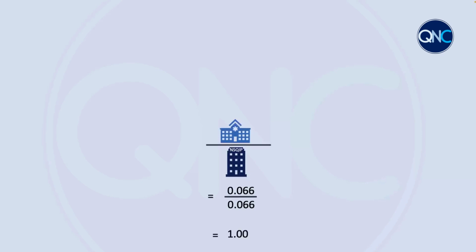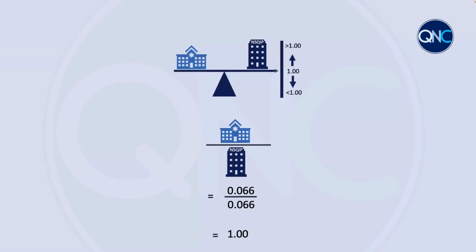Suppose that the population odds for a particular model is 0.066, and the facility odds are also 0.066. When the odds are the same, the ratio would equal 1 because the numerator and denominator have the same value, and the seesaw is balanced.